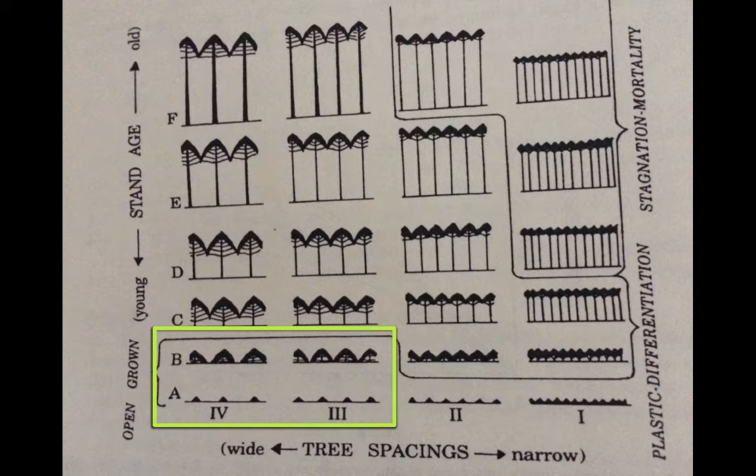We still see there's available growing space. So the crowns are not touching, and they're just starting to touch in this one. Whereas in this one, they're already starting to compete. So we can think about density influencing how much growing space each individual tree has.